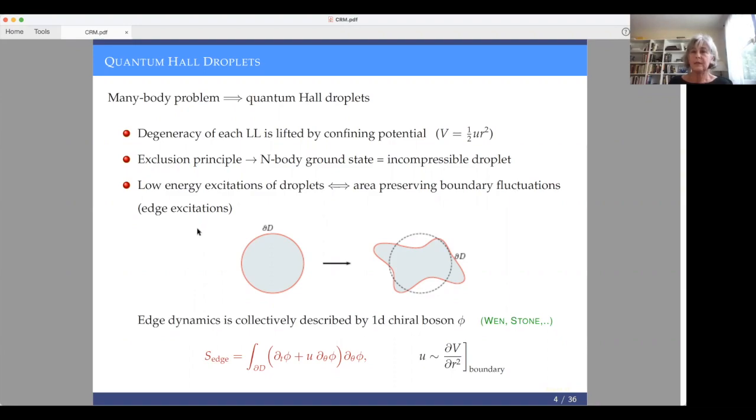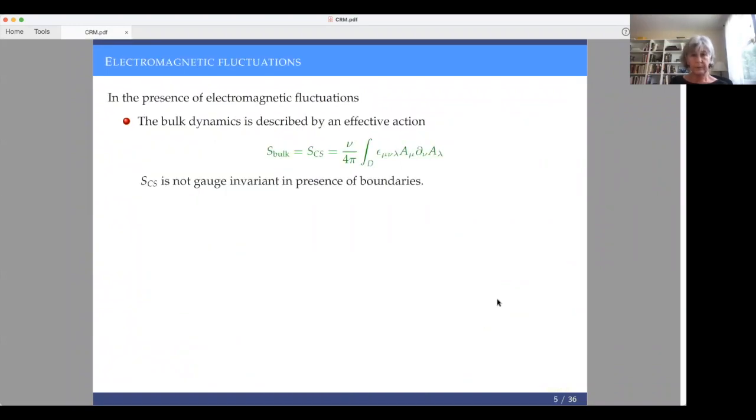These are collectively described in terms of a 1-dimensional chiral boson, given in terms of this action. This was written down several years ago by Wen and Stone and others. I have a problem moving.